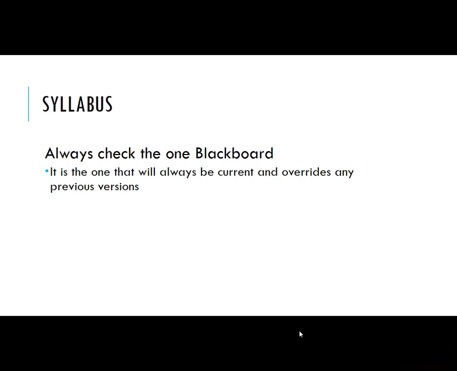The syllabus: always check the one on Blackboard. It's the one that will always be current and overrides any previous versions. If you look at the footer of it, it'll have a modified date on there. Make sure you have the most recent one. The syllabus is basically your contract with me, so make sure you read it carefully and closely.